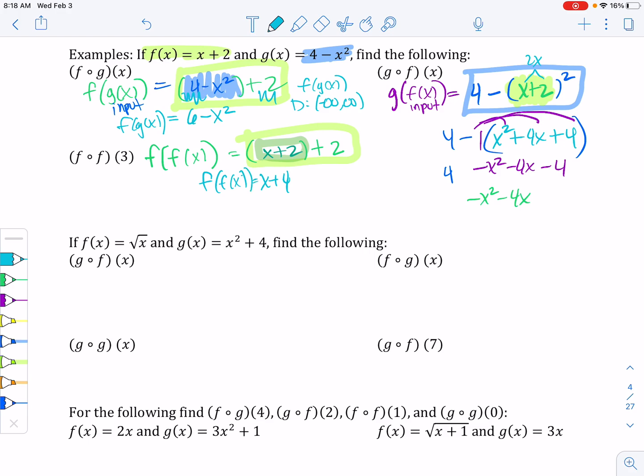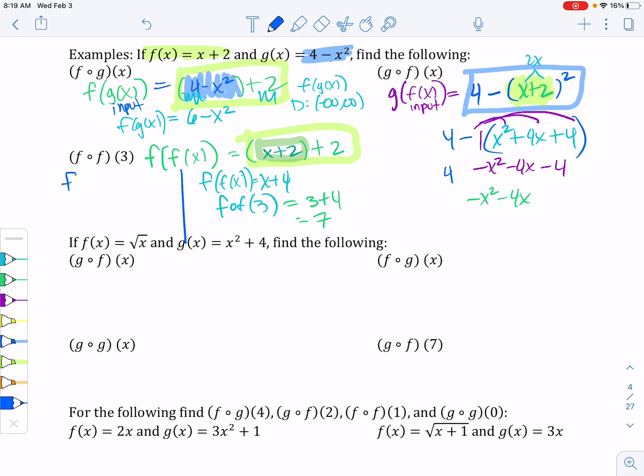If we want to find f of f of 3, I'm just going to plug in 3 into here. I want to write it like this, f of f of 3. I do 3 plus 4, which gives us 7. Now, we can also find this a different way.